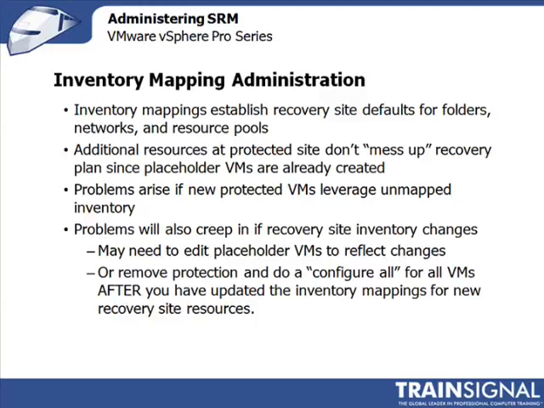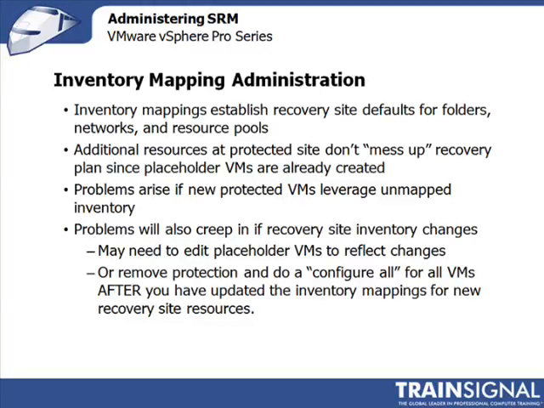However, there is an issue if you have new protected VMs that leverage unmapped inventory. And actually, I should say, that's new VMs that you would like to protect. If they are assigned to a resource pool or a new network port group that hasn't been assigned through the inventory mappings, you will not be able to protect them until those inventory resources get assigned to the recovery site counterparts. And I'll demonstrate that later in the following demo.